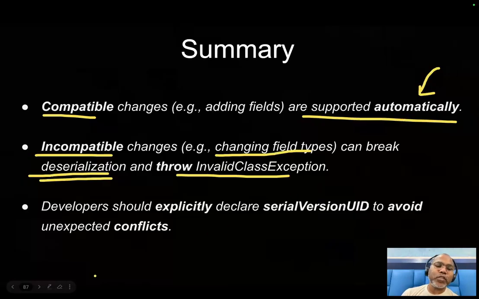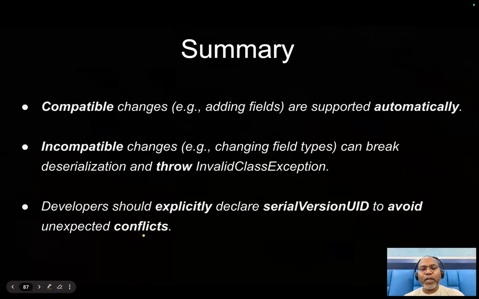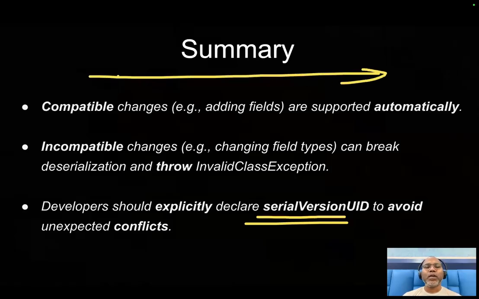To avoid such a situation, we generally recommend that developers mention the serialVersionUID, so that the JVM checks the version during the serialization process and avoids unexpected conflicts or exceptions during deserialization. So please ensure that whenever you make any class serializable, you also give a unique serial version ID, so that during the deserialization compatibility check, the JVM can avoid such failures.